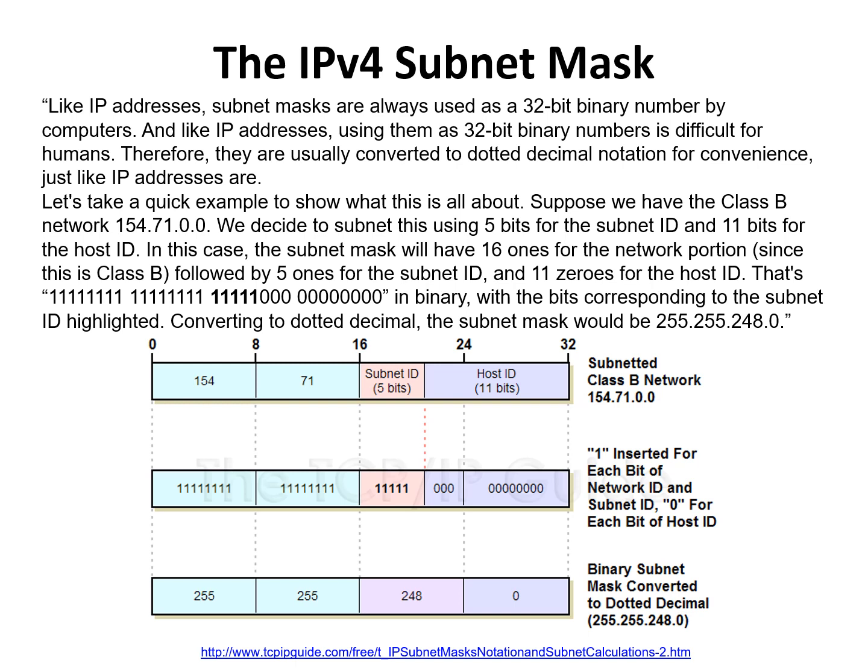The Class B network shown has 5 bits assigned to the subnet ID and 11 bits left for the host ID. To create the subnet mask, we fill in a 32-bit number with 1 for each network ID and subnet ID bit, and 0 for each host ID bit. We can then convert this to dotted decimal.